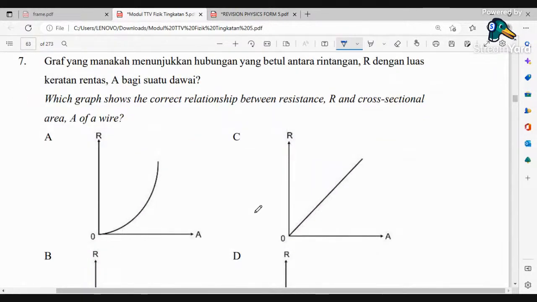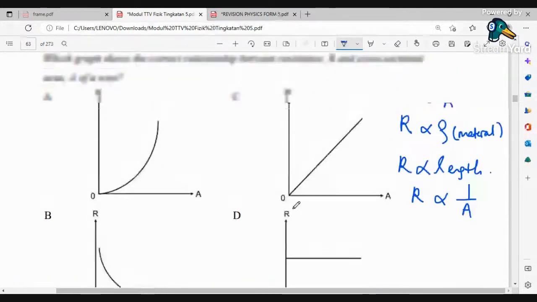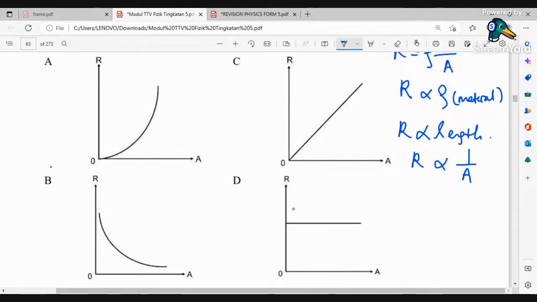Okay, number 7. Which graph shows the correct relationship between R and cross-sectional area? R equals rho L divided by A. So from here, resistance is directly proportional to resistivity, and the resistivity actually depends on material. The higher the resistivity, the higher the resistance. R is directly proportional to length. The longer the length, the higher the resistance. R is inversely proportional to cross-sectional area. So which graph shows inversely proportional? You can see clearly from here, B.